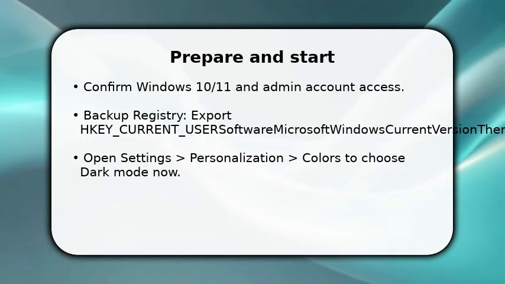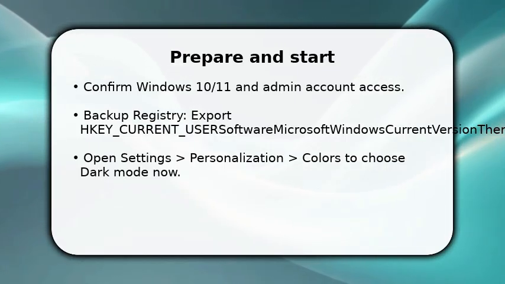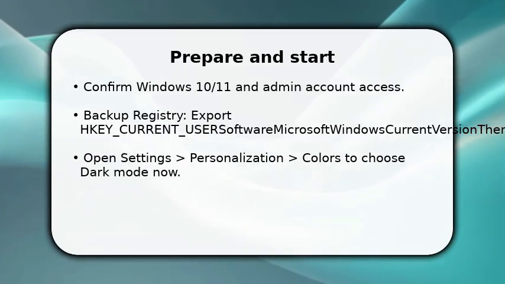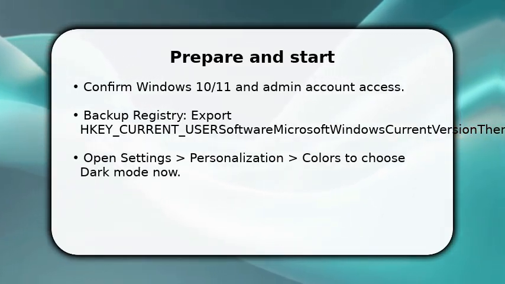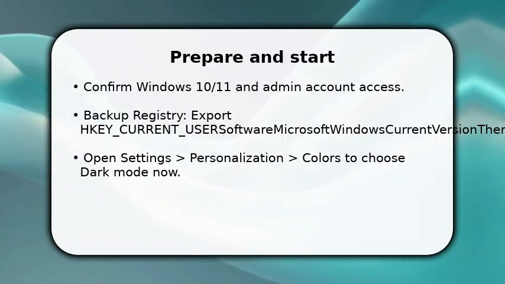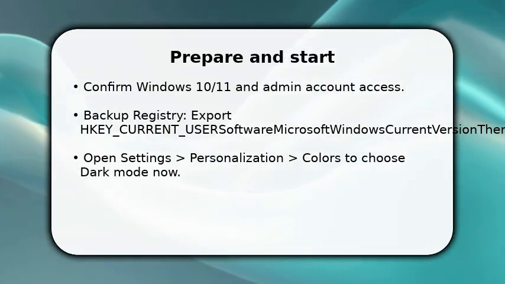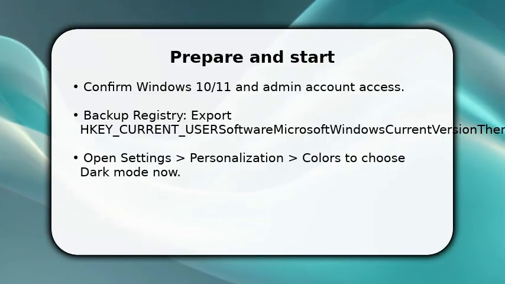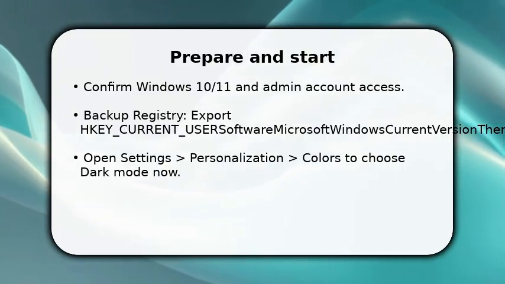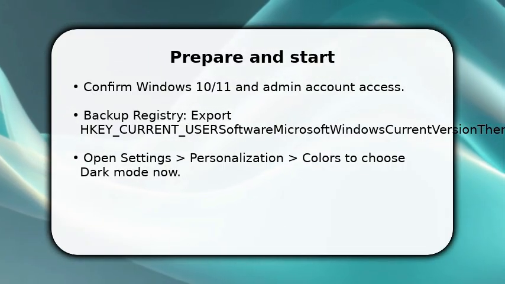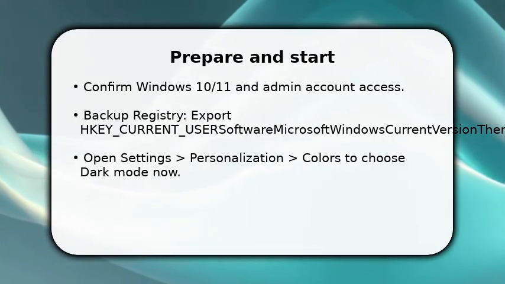Enjoy the video. You'll start by verifying Windows 10 or 11 and signing in with an administrator account. Once done, back up the registry key for themes so you can undo changes if needed, and open Settings, Personalization, Colors. Set the default app mode to Dark now. This applies dark theme broadly, but not always Explorer's content area.